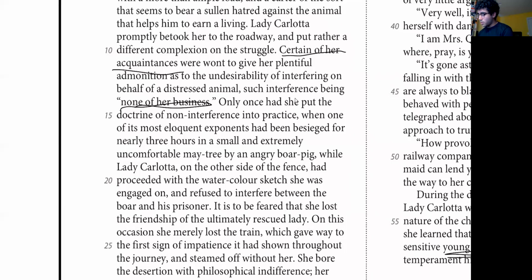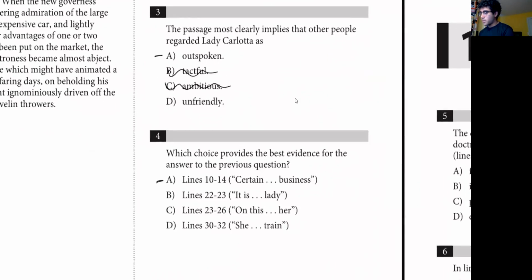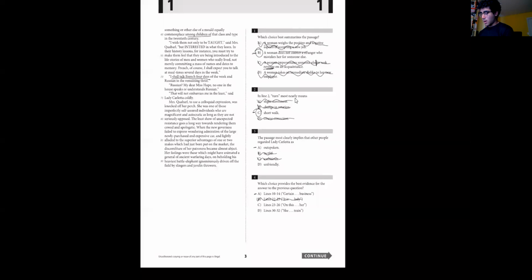Line 22 to 23. It is to be feared that she lost a friendship, ultimately rescue Lady. No, this might be like a trick pair with unfriendly, but don't get mistaken. This was just one time that she just decided to be not imposing, she didn't want to impose or be outspoken. So B would actually be the opposite answer.